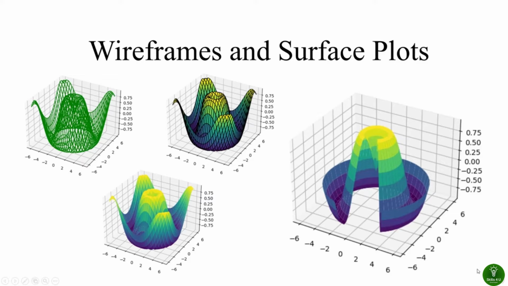Two other types of three-dimensional plots that work on gridded data are wireframes and surface plots. These take a grid of values and project it onto the specified three-dimensional surface, and can make the resulting three-dimensional forms quite easy to visualize. Here's an example of using a wireframe.